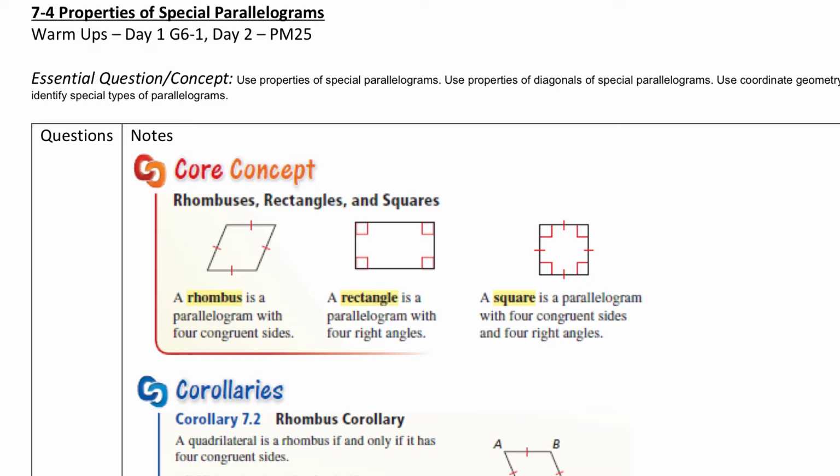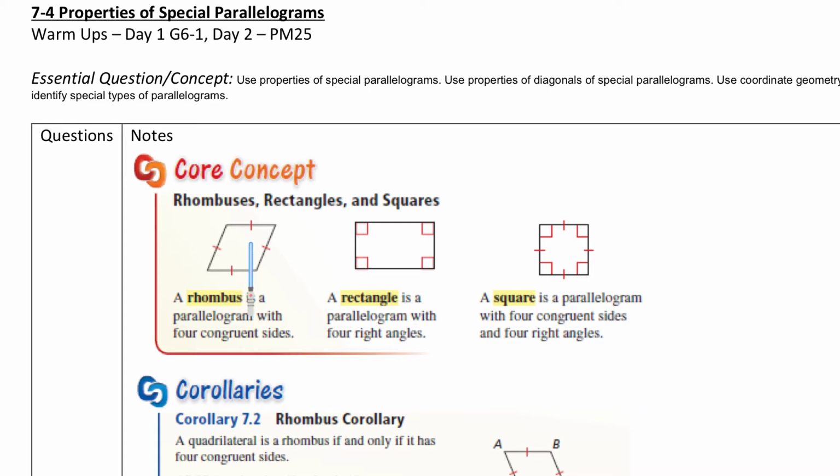Hey everybody, it's Mr. N, and today we're going to talk about properties of special parallelograms. When I'm talking about special parallelograms, these are a rhombus, a rectangle, and a square. A rhombus is a parallelogram, and here's what's special about it: it's got four congruent sides. A rectangle is a parallelogram, and here's what's special about it: it's got four right angles.